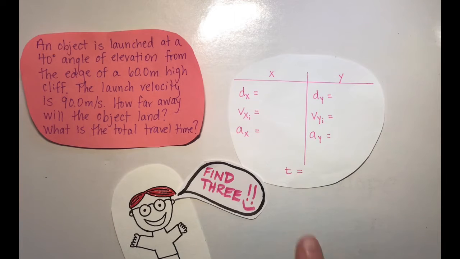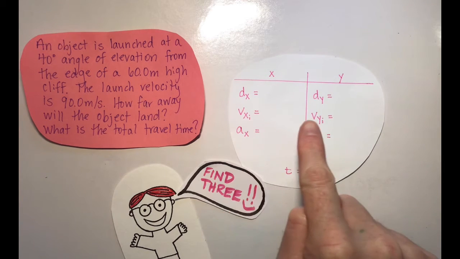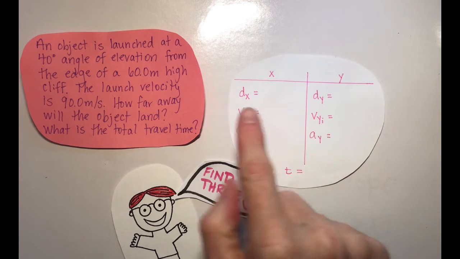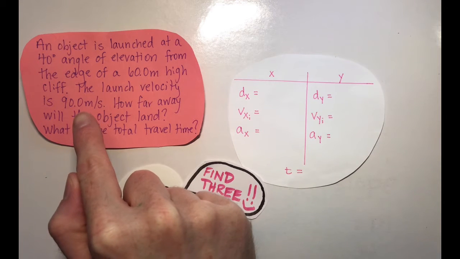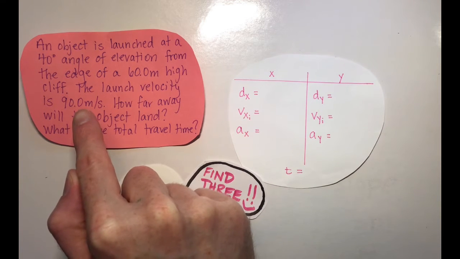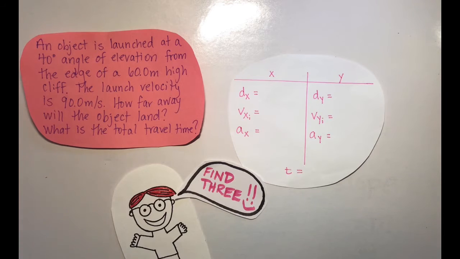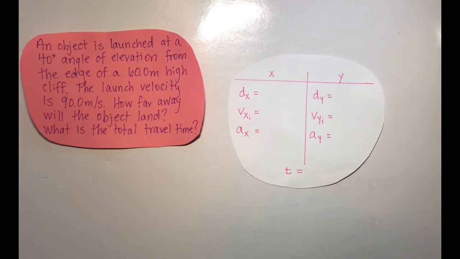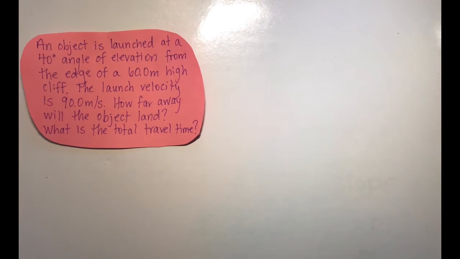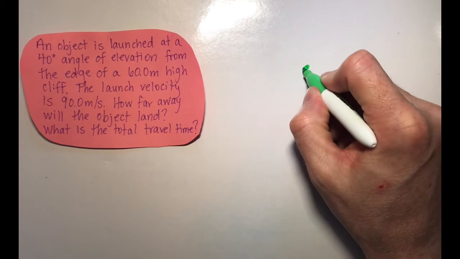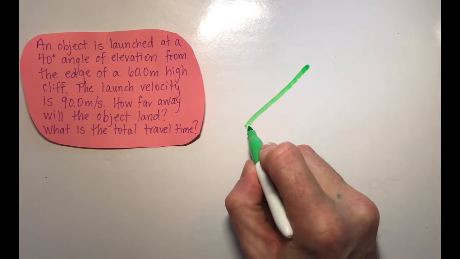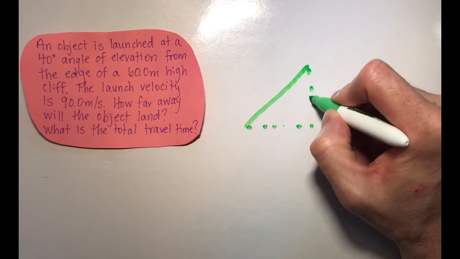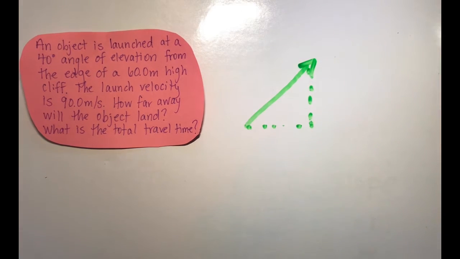Now in all problems, if there's an angle involved, before we even get started, we need to figure out what the initial x and y velocities are, based on the information given, which is 90 meters per second, and the fact that we are launching at a 40-degree angle. So in order to solve for the x and y components of the velocity, let's draw a vector to represent the initial launching of this projectile.